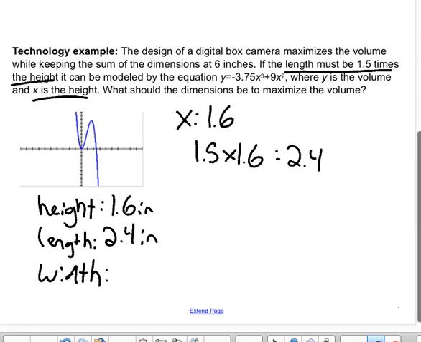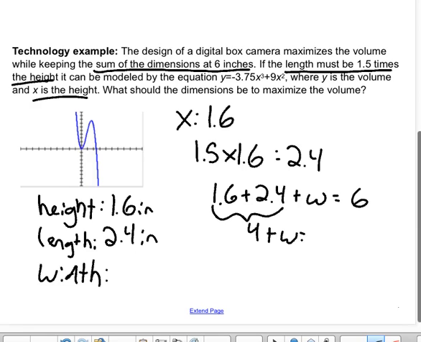So the length is 2.4 inches. So we still need the width. Well, there's nothing really telling us the width except this. The sum of the dimensions is 6 inches. All right, so the sum of the dimensions, so 1.6 plus 2.4 plus that width has to be 6. All right, so this is already 4. So that must mean the width is going to be 2 inches. All right, but again, the whole thing started just by using the calculator to find that relative maximum.